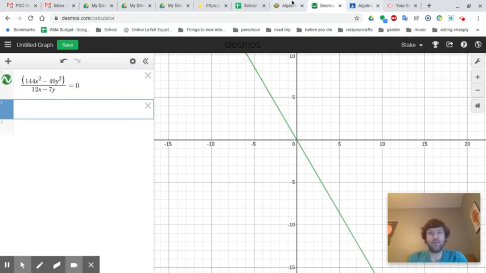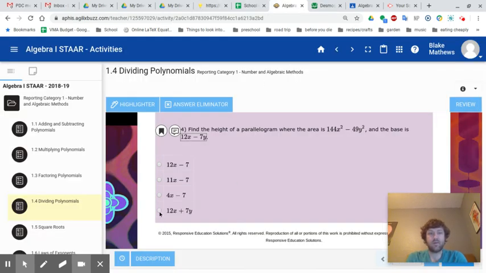Now we have a graph. So now we're going to go through 12x minus 7, not the same. 11x minus 7, you probably guessed that was not going to work either. Nope. 4x minus 7, nope. And 12x plus 7y, we think is probably the answer. And it is, once we put it equal to 0. Because remember, if there's two variables, we need to set it equal to 0 so it knows it's an equation. And we can see the green and the purple are the same. And so that's why answer choice D is our correct response for this one.